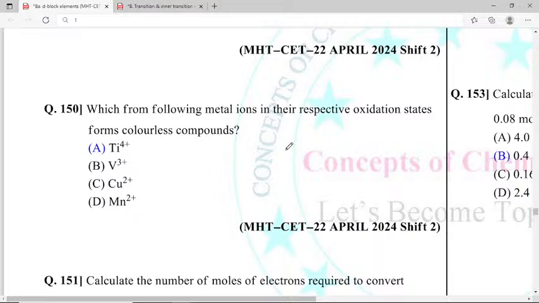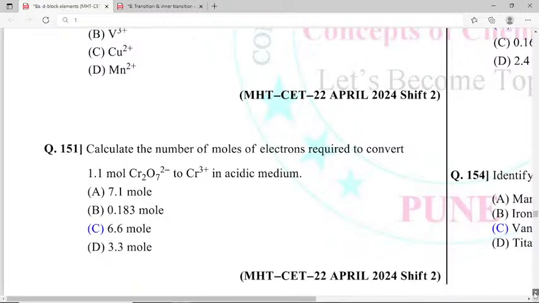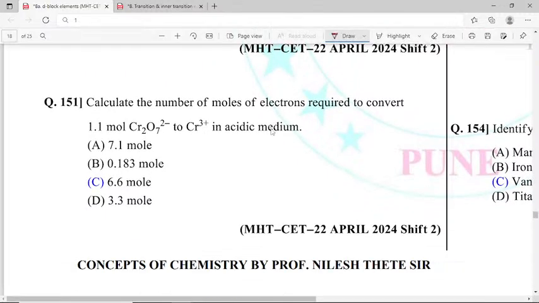Which of the following metal ions in their respective oxidation state forms a colorless compound? 3d0, no unpaired electrons.